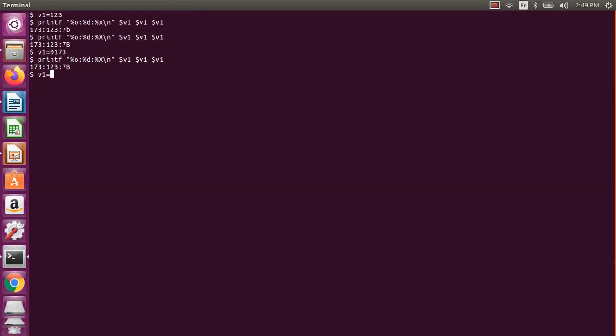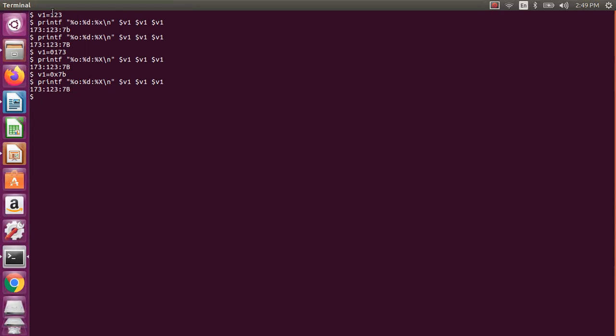Now if I say hexadecimal, like I want to check with 7b, actually. Okay, so I take 7b because I want to reverse check that one. That's why I have taken the same numbers, actually. So if you see this one, 173, 123, 7b. So it is like that.